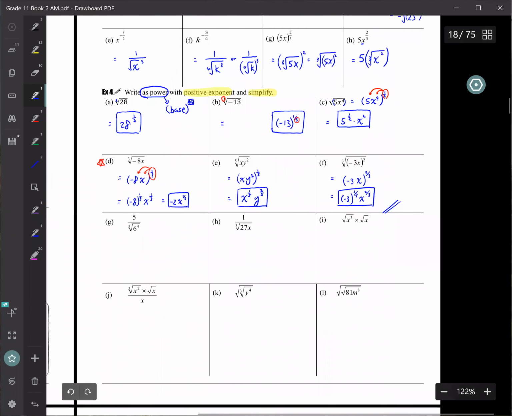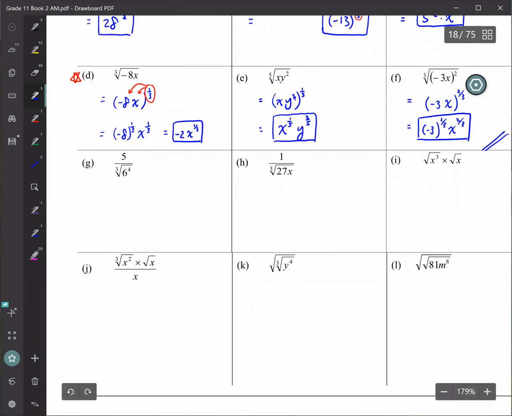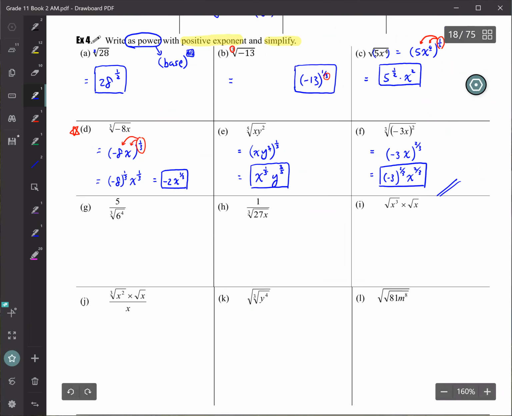Page 14, okay, question 4. So the instruction is to write it as a power. Power means having a base and exponent, okay? So your answer should not have any radical sign. Radical sign is the square root sign, okay? And then if possible, you need to simplify.